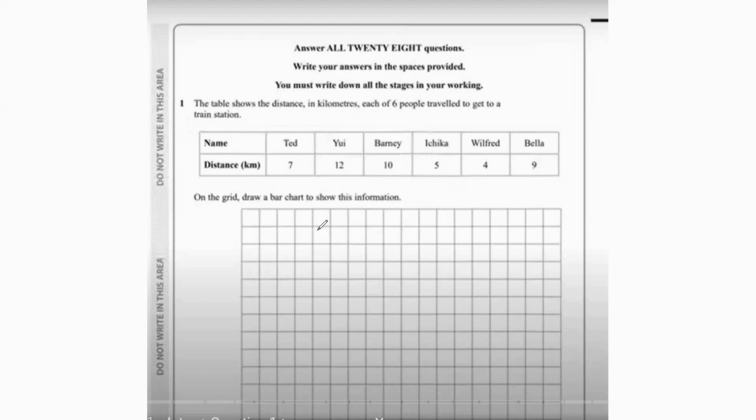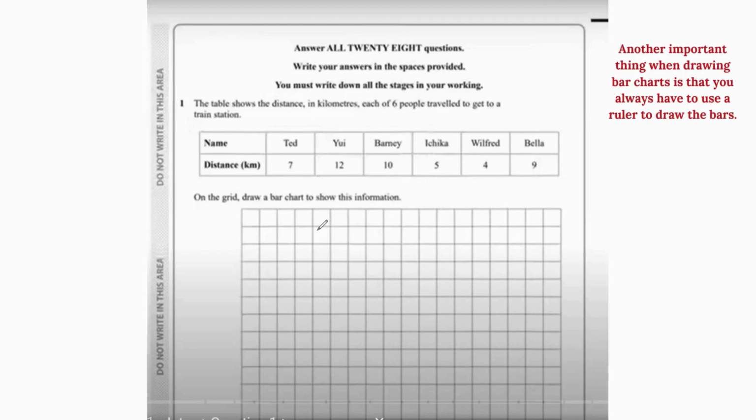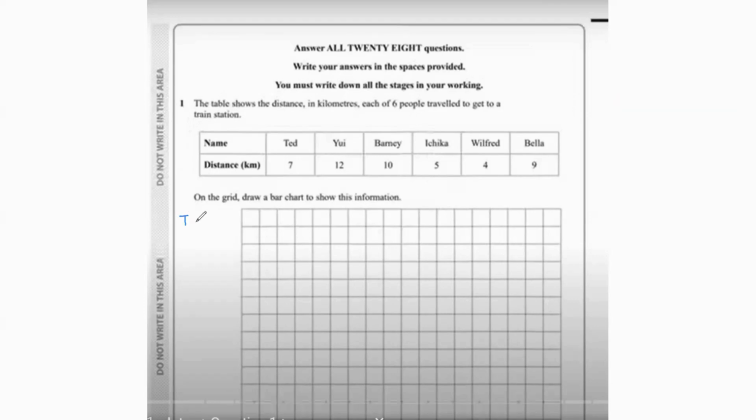So when we're drawing a bar chart, you need to remember a few things. First thing is that you need to label your axes, the x-axis and the y-axis. Second thing is that you need to make sure that the width of your bars is the same for each bar. And third thing you need to remember is that you need to make sure that there's a scale for your y-axis.